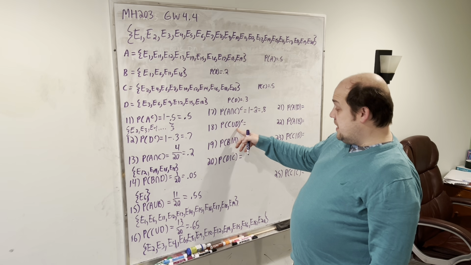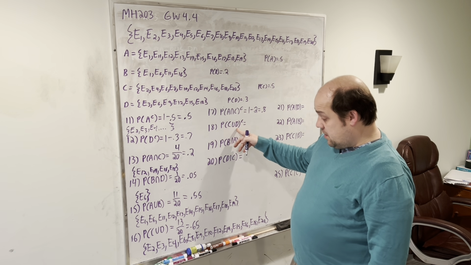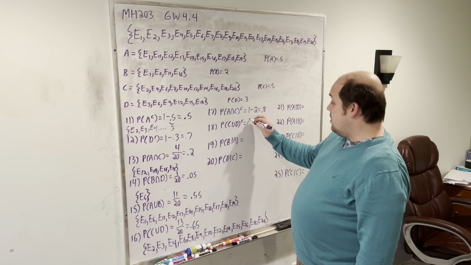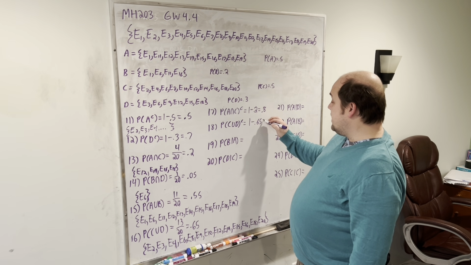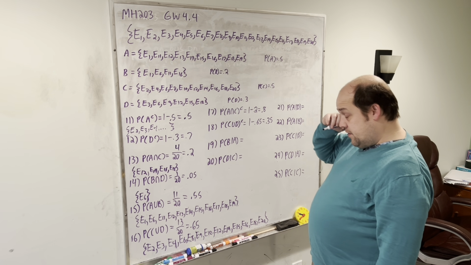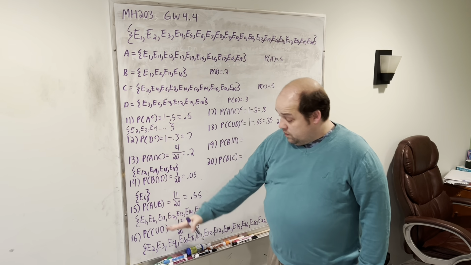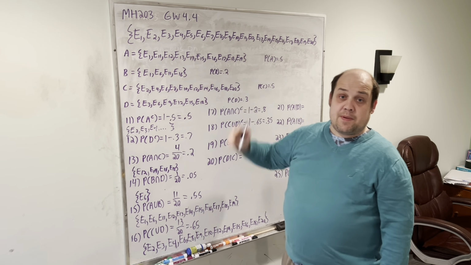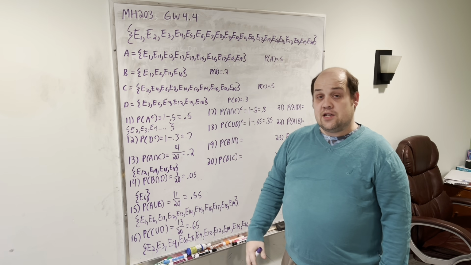If I go to do C union D complement, that's the most recent one we did, which we found to be 0.65. So I'm just doing 1 minus that 0.65. When I do that, I get a final answer of 0.35. All of these previous questions were out of everything that could happen in the sample space. That's why the denominator was 20 each time.